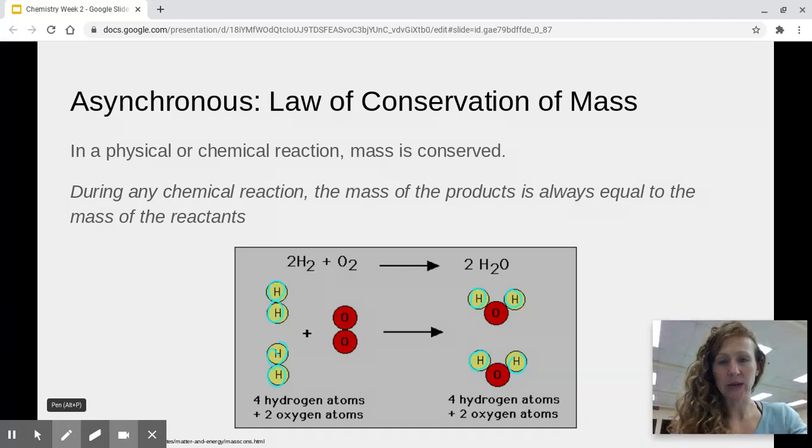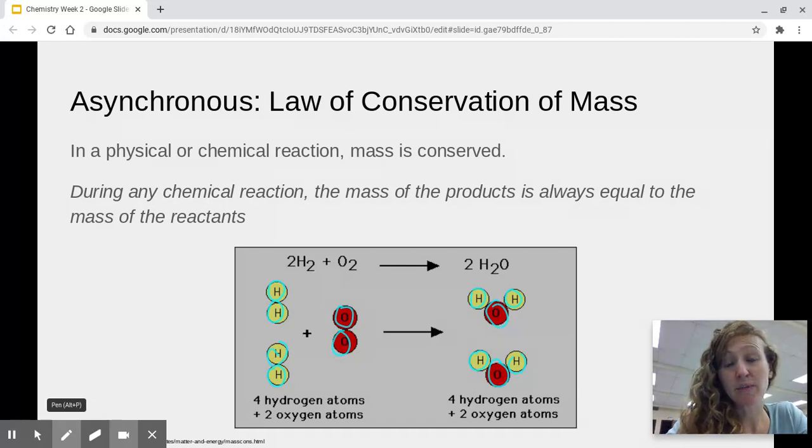They've just been rearranged. Similarly, if we look at the oxygen, in the beginning we start with 1, 2 oxygen atoms. In the end, we end with 1, 2 oxygen atoms. We haven't created any oxygen atoms. We haven't destroyed any oxygen atoms. They've just been rearranged. And this is the law of conservation of mass. We looked at this in this picture in terms of atoms. You can also look at this in terms of mass.